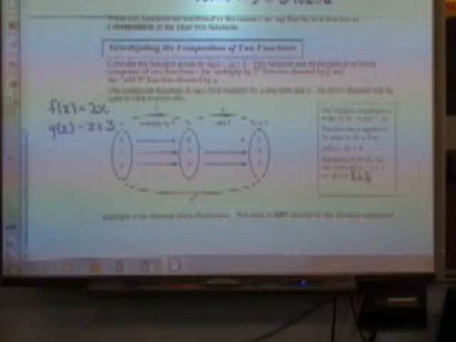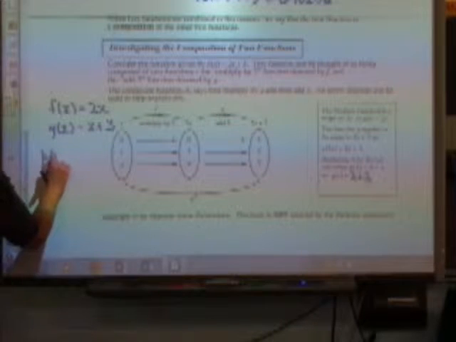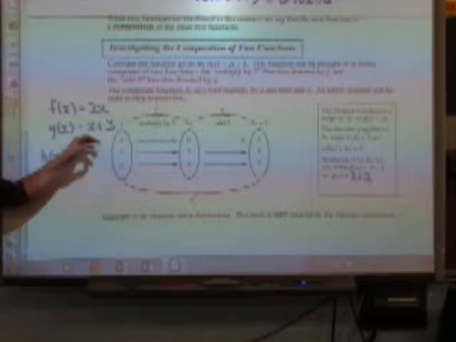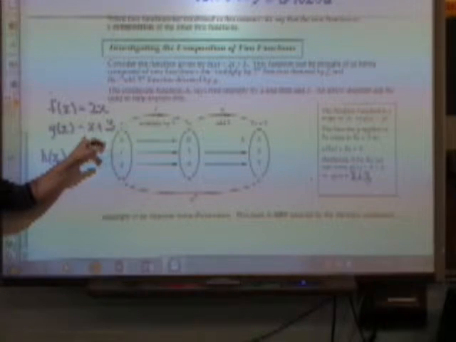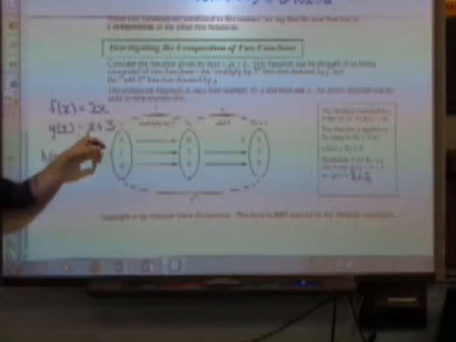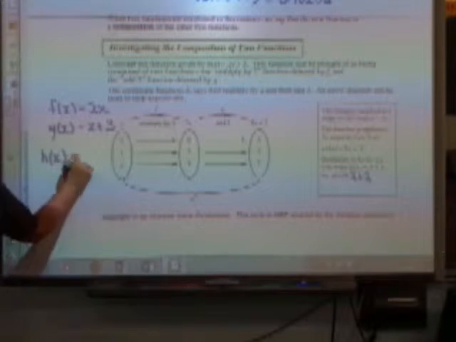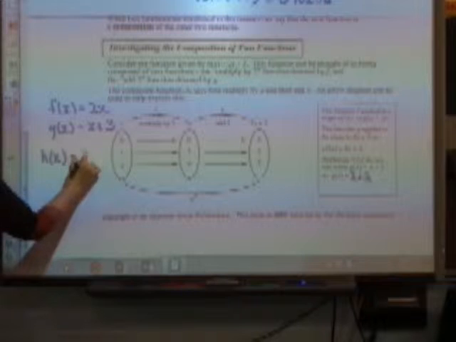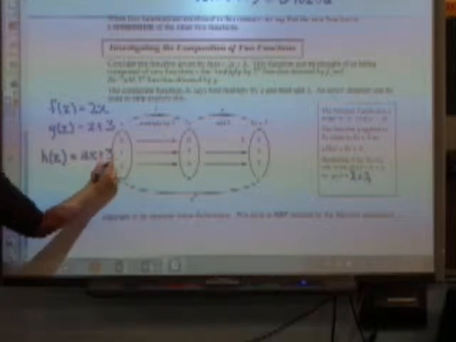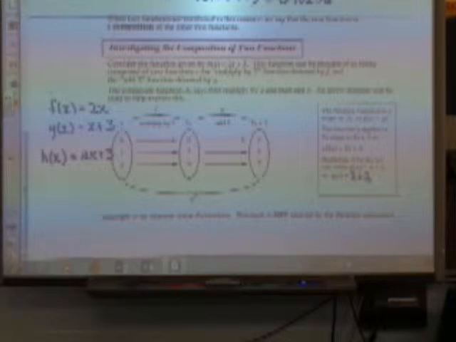And h of x is the composite of that. So h of x says take the g of x function and substitute 2x into it. So if I substitute 2x where I see x, there's my composite function. So again, think double substitution.